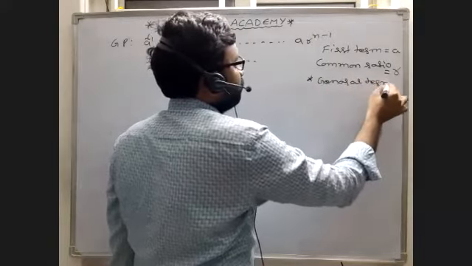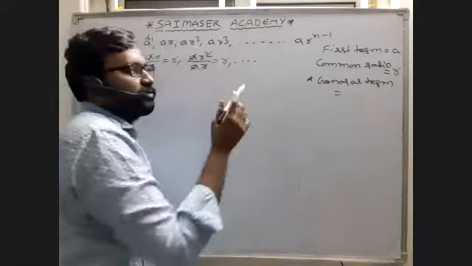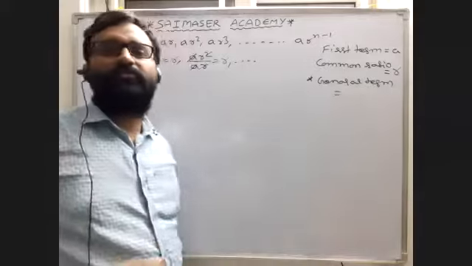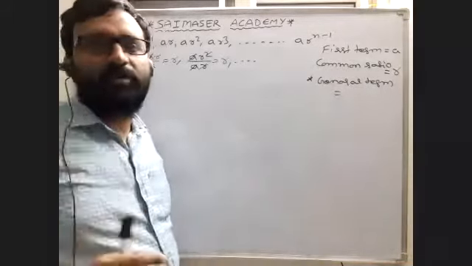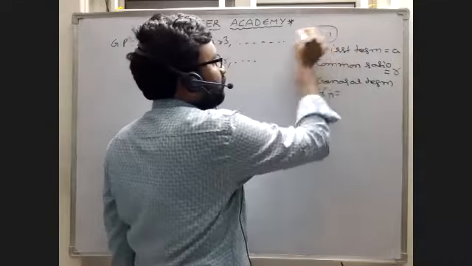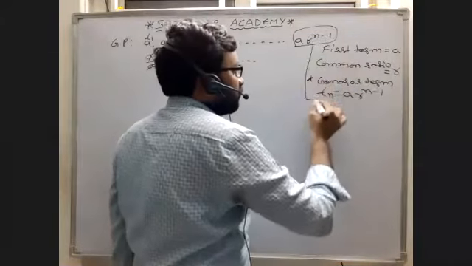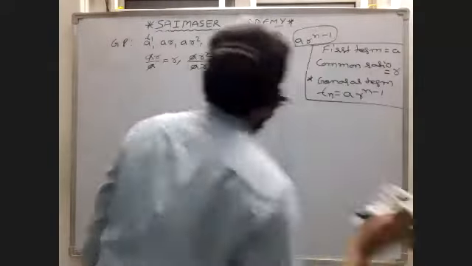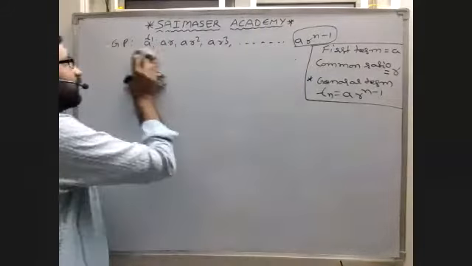General term means second, third, fourth, fifth, whatever it is, sixth, seventh, eighth, ninth, 10th, 20th, 100th, 500th, 700th, whatever it is. To find that term, we have to use one formula, that is general term. Tn is equal to A r power n minus 1. So these three are very important for the first exercise.